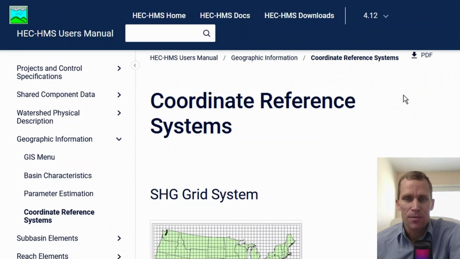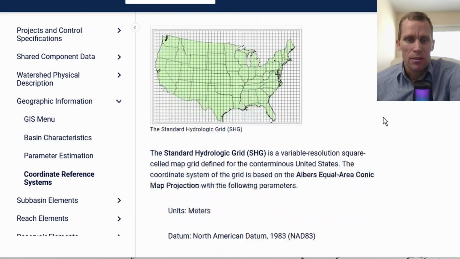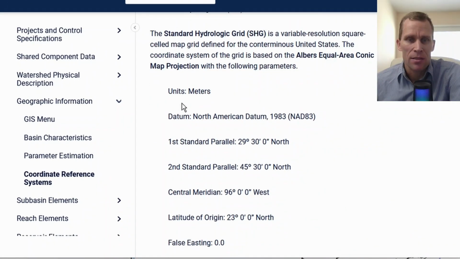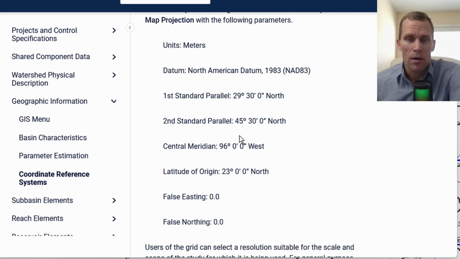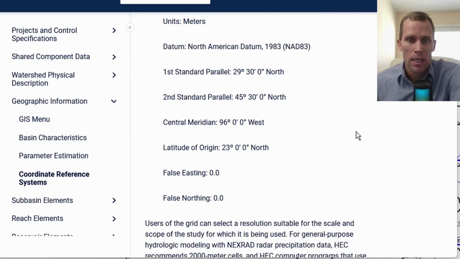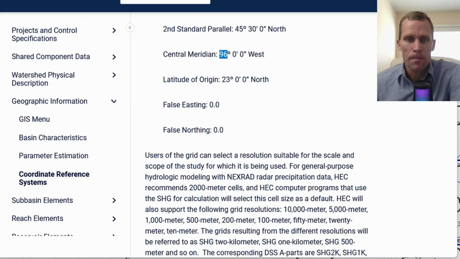I'll leave a link to this particular site, but it's under Geographic Information Systems and Coordinate System Reference. The SHG grid is shown here and discussed first. It gives you some of the details, such as the units. The datum is NAD 83. The first and second standard parallels are at 29.5 north latitude and 45.5 north latitude. And then this central location of 23 north, 96 west is also used as sort of a datum point, sort of a 0, 0 location on a coordinate system.